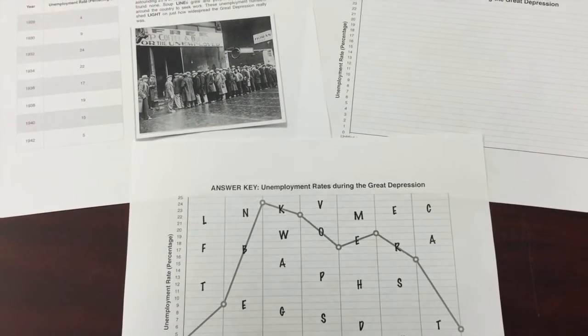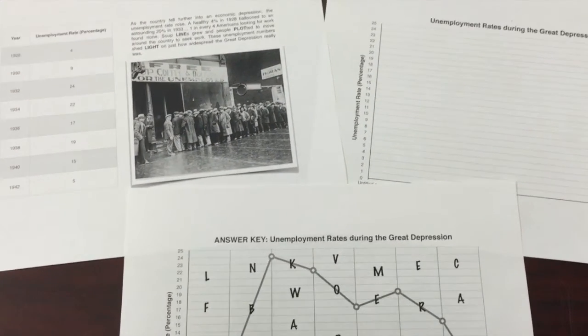The next clue is the unemployment rate clue. This clue requires that students are able to plot a line graph. They are given a table of unemployment rates for certain years during the Great Depression, and they plot those unemployment rates for each year on the line chart.